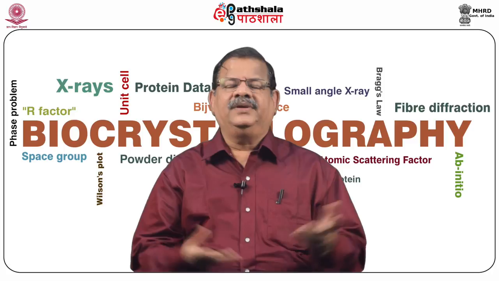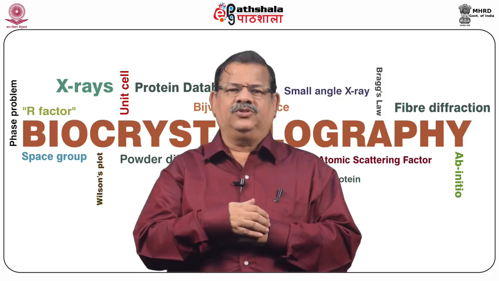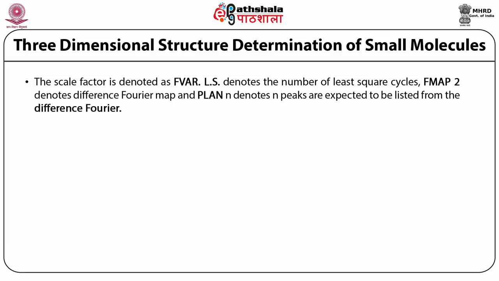For a well-refined model, the goodness of fit, the GOOF factor, should be around 1, and the mean shift over ESD during refinement should be close to 0. The scale factor is denoted in the program by FVAR, and L.S. denotes the number of least squares cycles to be used, usually 10 is sufficient. FMAP 2 denotes the difference Fourier map. Suppose you want to see whether any extra atom is coming out, you can do this with this command, and you give how many atoms you want to see by giving PLAN 10, 20 and so on. This is known as difference Fourier.